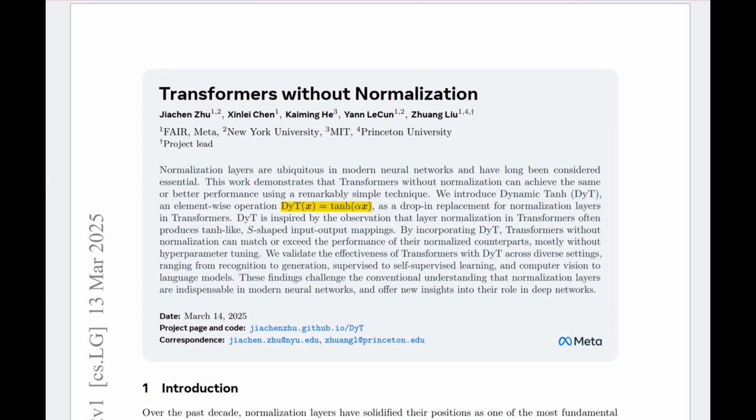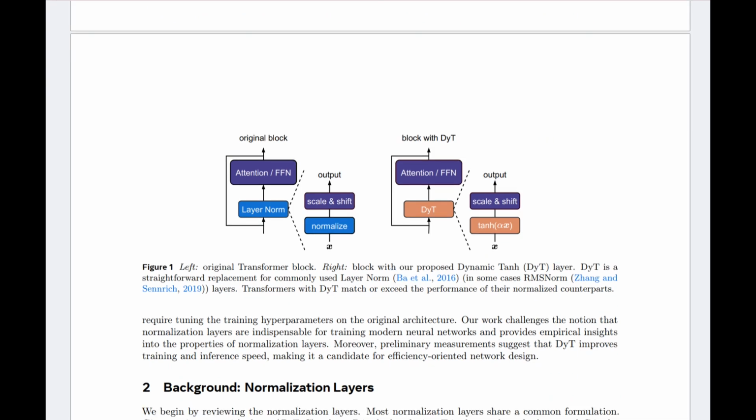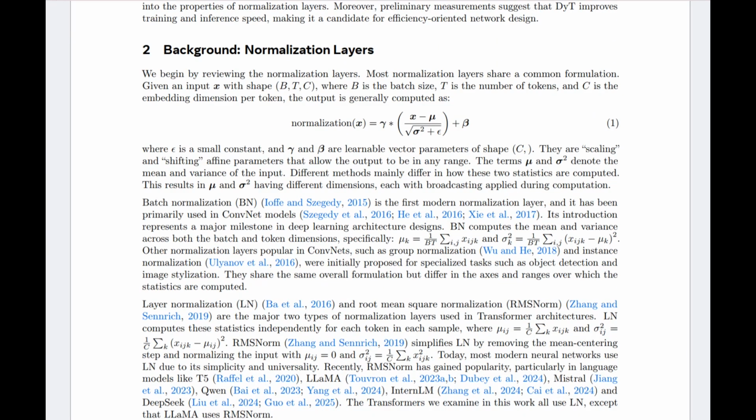The updated transformer architecture, compared to traditional transformers that use normalization, either maintains the same performance or sees a slight improvement. However, its computational efficiency is significantly enhanced because it no longer needs to compute the mean and variance. The change is illustrated in this diagram. Originally, there was a layer norm with normalization followed by a scale and shift. Now it's replaced with a dynamic tanh, which is essentially a tanh function with a parameter alpha followed by a scale and shift. Let's dive into what normalization looks like in detail.